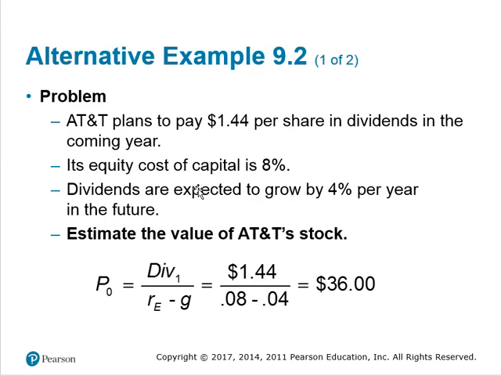So here's a quick little question then. AT&T plans to pay $1.44 in the coming year. Equity cost of capital is 8%. Dividends grow by 4%. What's the value of AT&T? Again, plugging into our formula, we can do this quickly. It's fairly easy math. It's $1.44, next year's dividend, divided by 0.04. So this stock would be worth, again, $36.